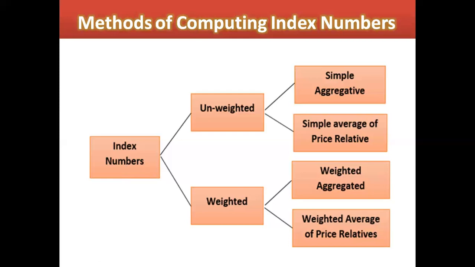Unweighted index numbers are further divided into two parts. The one is the simple aggregative method. The second is the simple average of price relatives. Weighted index numbers are further categorized as weighted aggregative and weighted average of price relatives. So all these numericals of four types we are going to cover in this particular lecture.